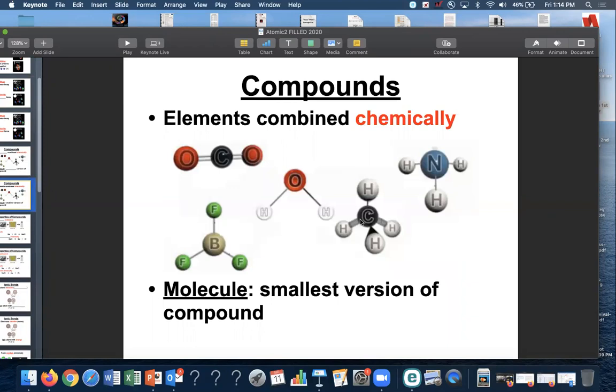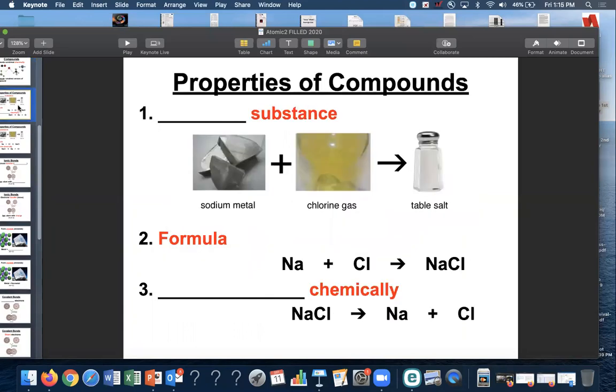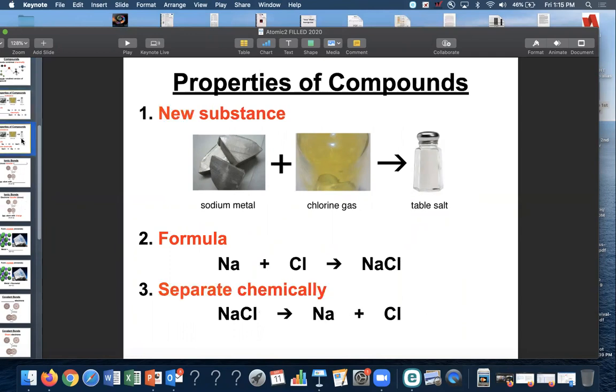Okay. So some different molecules, different compounds, and all of that. So moving on. Some properties of compounds. Compounds are pretty cool stuff. There are a lot of them.